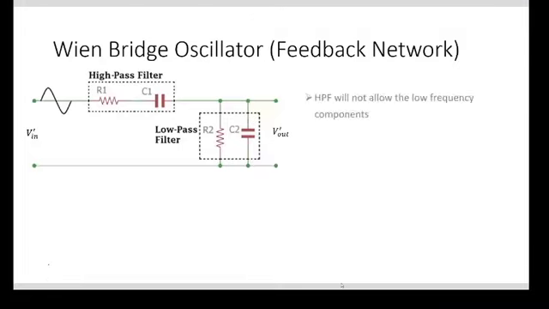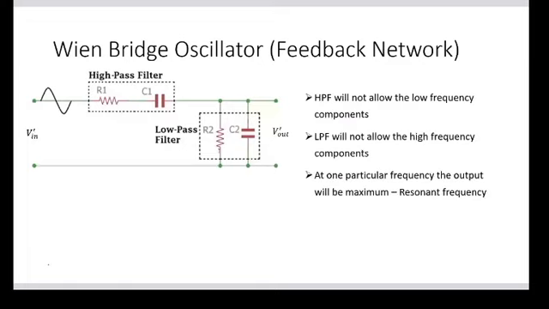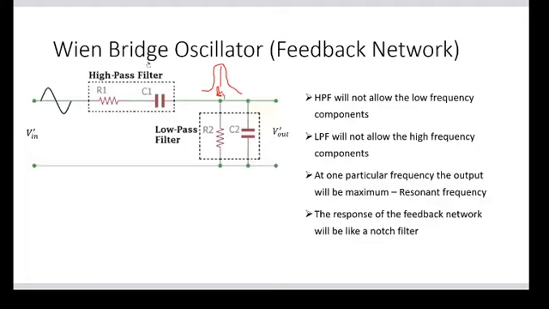The high pass filter will not allow the low frequency components, and the low pass filter will not allow the high frequency components. But at least it will pass one frequency component, which is known as the resonant frequency. That means at only one particular frequency, my output will be maximum. Your feedback network is now acting like a notch filter. If you see the frequency response of the notch filter, it will be like this, and here the resonant frequency FR will be there.